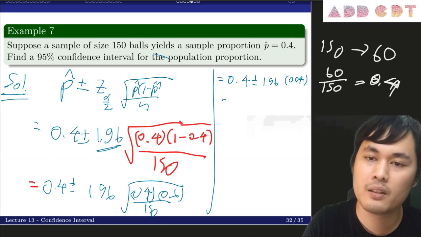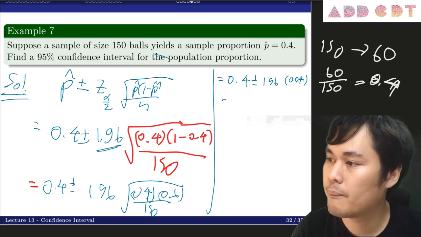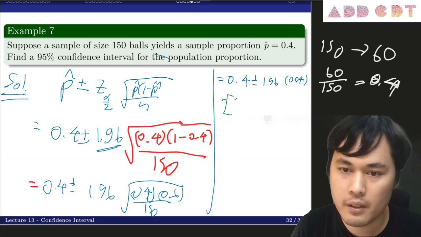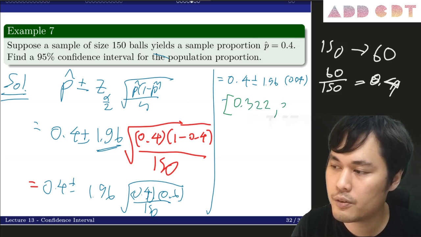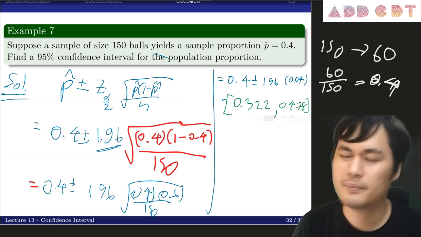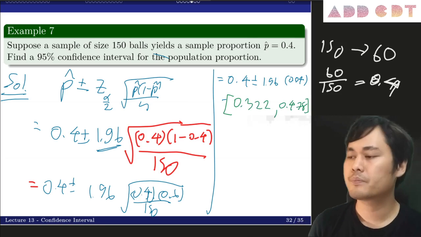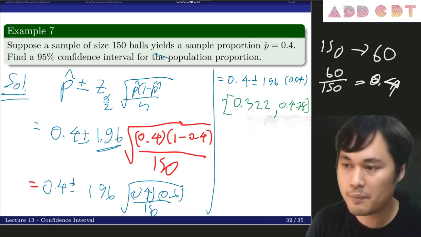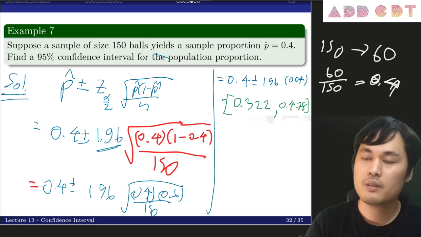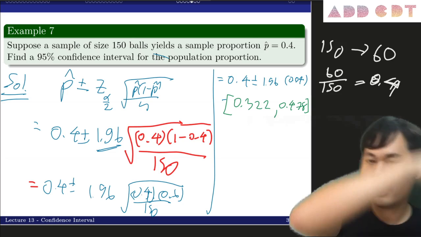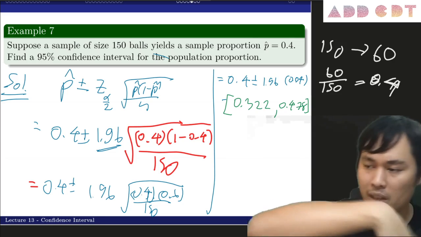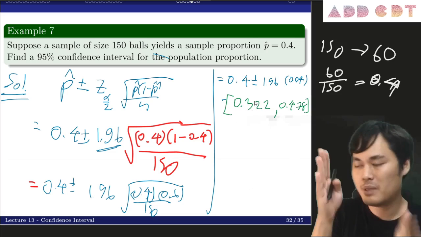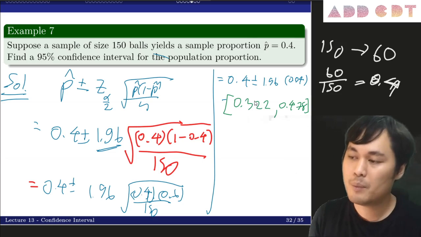Let me get the number real quick. That number is, we get the interval of 0.322 to 0.478. Okay, now that makes more sense. Now we can say with 95% confidence that the actual proportion of the balls in the bag, no matter how many balls are there, should not be too different from this range. The proportion should be between 0.3 and 0.4.